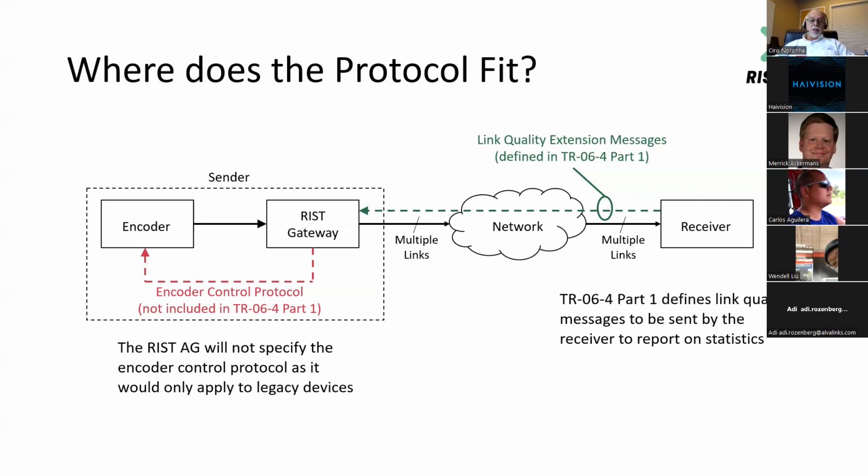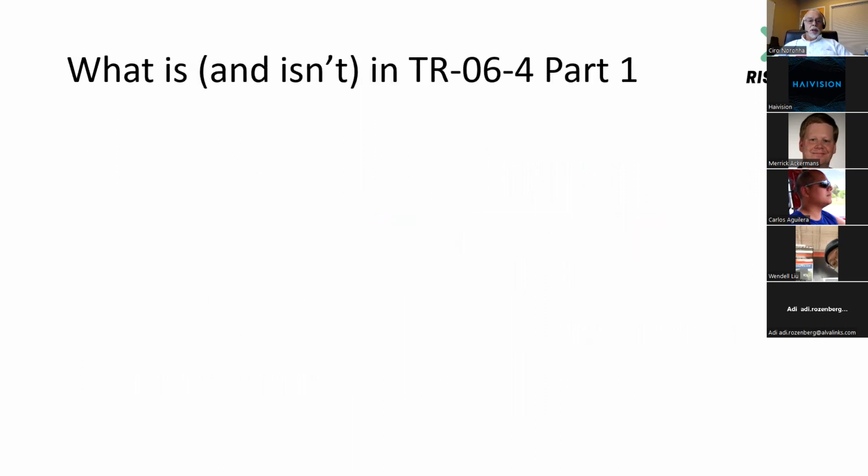And if you're in the business of making RIST gateways that talk to encoders, you've got to talk to that encoder vendor and have them disclose their protocol. Many encoders do have some protocol to do that. And the behavior of the encoder also varies from encoder to encoder, basically how fast it reacts to a command. So the AG simply provided the link quality messages, and the device is going to have to adapt to that. So what is and isn't in the TR, which you can now read because it's published.